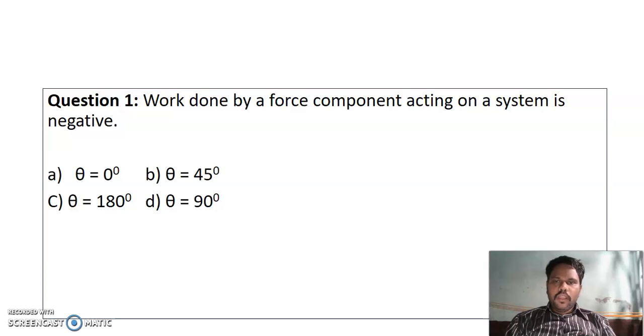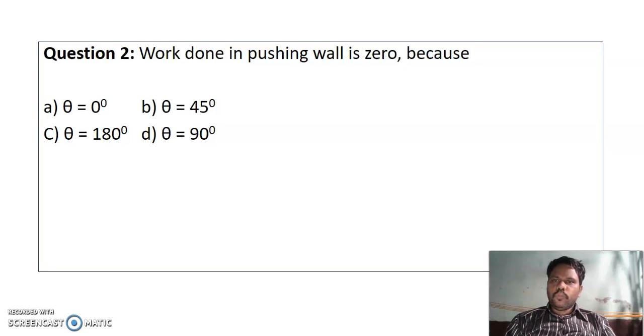Now let's have a small MCQs. Question number 1. Work done by a force component acting on a system is negative when they are in opposite direction, that is theta is equal to 180 degree. Question number 2. Work done in pushing a wall is 0 because work done is 0 when the force component and displacement are perpendicular, which means theta is 90 degree.